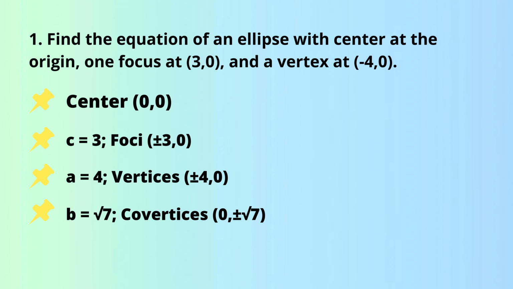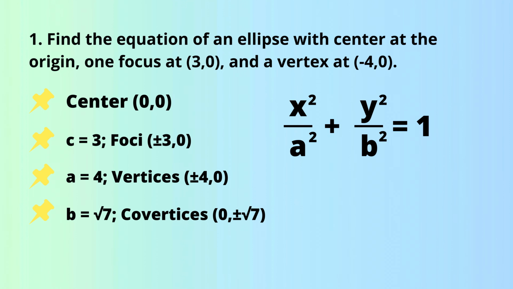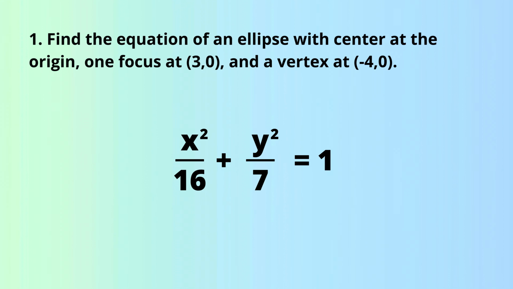b therefore is square root of 7, and the co-vertices are (0, square root of 7) and (0, negative square root of 7). Substituting a and b to the standard form of equation, we have x squared over 4 squared, or 16, plus y squared over square root of 7 squared, or 7, equals 1. Again, that's x squared over 16 plus y squared over 7 equals 1. Did you get this answer correctly?